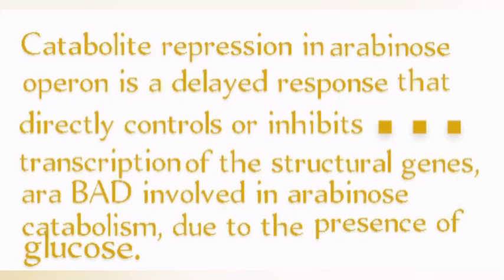In conclusion, catabolite repression in Arabinose Operon is a delayed response that directly controls or inhibits transcription of the structural genes involved in arabinose catabolism due to the presence of glucose.